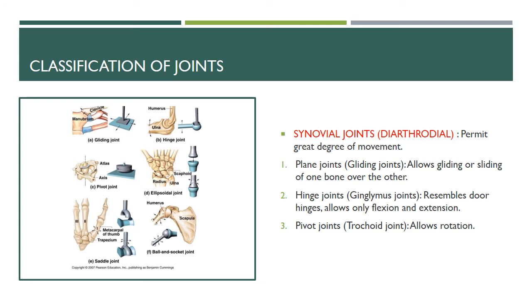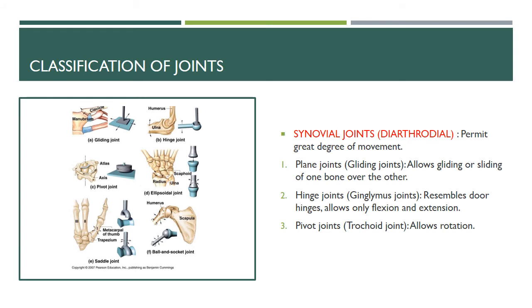First is your gliding or plane joint. This kind of joint consists of two flat surfaces of about equal size that slide against one another. For example, a process from the scapula can rub against the process of the clavicle to make a gliding joint.